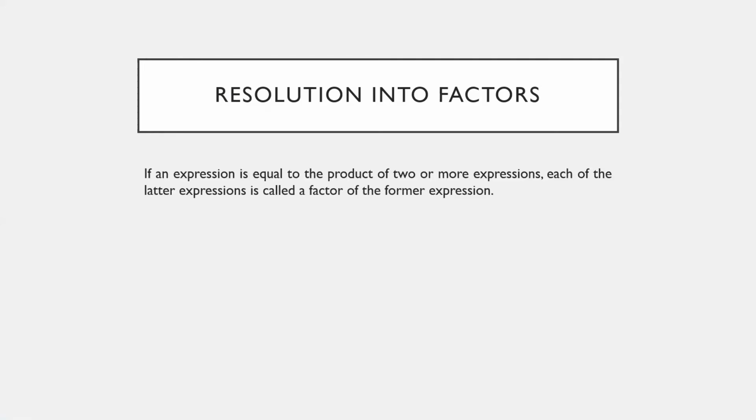If an expression is equal to the product of two or more expressions, each of the latter expressions is called a factor of the former expression. Suppose we have 12. If we want to break down 12, we can have 3 into 4 or 2 into 6. Here 3 and 4, or 2 and 6, are the factors of 12.